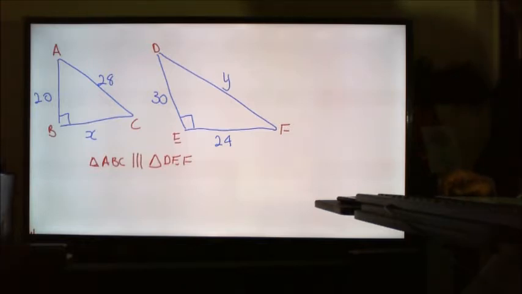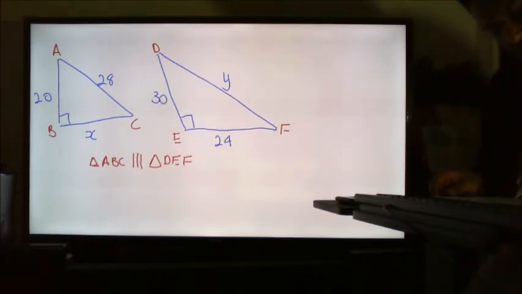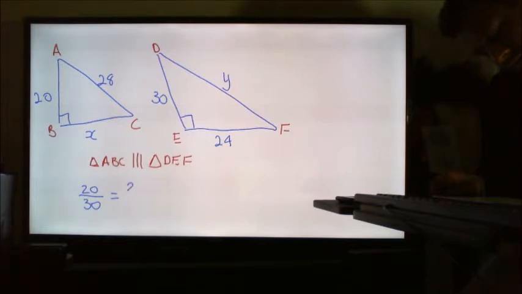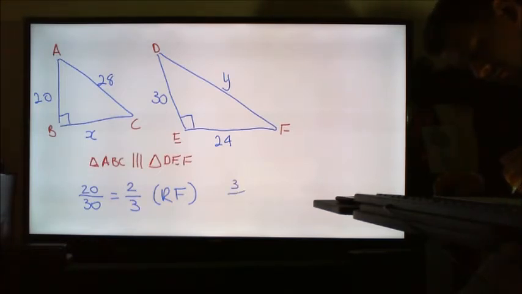Now in saying that, we can clearly identify that there are some numbers that we can use for our enlargement and our reduction factors. And there we have 20 on that one, and we have 30 over here. So if we write that as a fraction, we have 20 over 30, which can be simplified to 2 over 3. Now this, remember, our 2 over 3 is our reduction factor. I'll just write RF there. And the opposite, which is 3 over 2, is our enlargement factor.